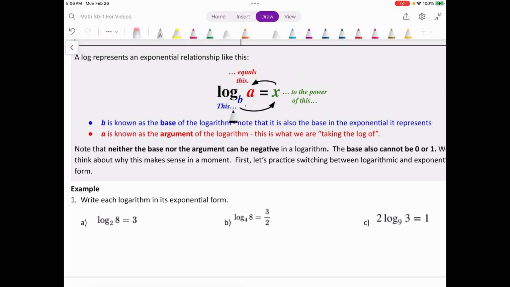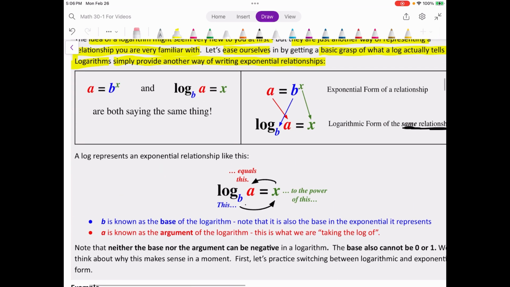Okay, so again, b to the power of x equals a. Notice, it's the same thing. B to the power of x equals a. See what I mean? It's the same relationship.